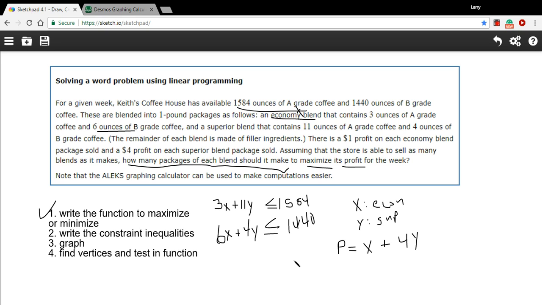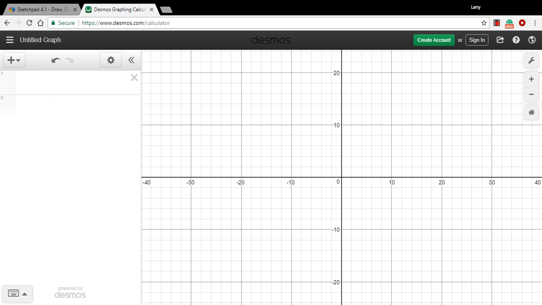There are two more constraints here that are of the common sense variety. You could make zero economy or zero superior, but you can't make a negative amount. So x has to be greater than or equal to 0, and y has to be greater than or equal to 0. Now we should be ready to graph these inequalities. So let's pull out a graphing program and see if we can do that.